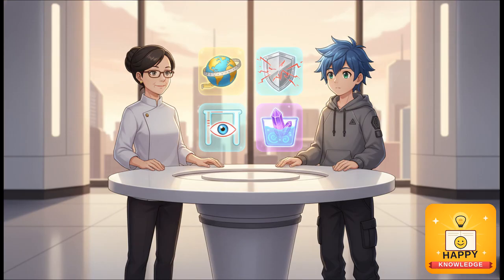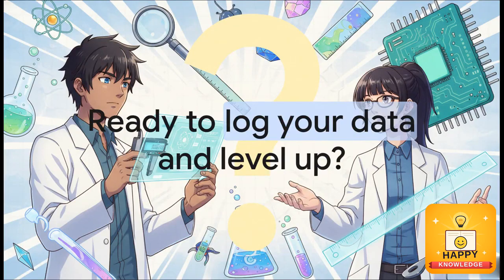And finally, utilize the shield against error. Always repeat your measurements and calculate the average to defeat random human errors. Because measurement isn't just about reading numbers off a tool. It's literally the key to unlocking the reality of the physical world.